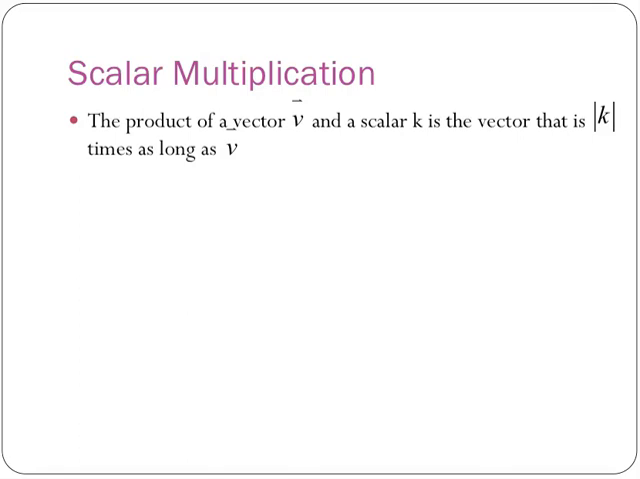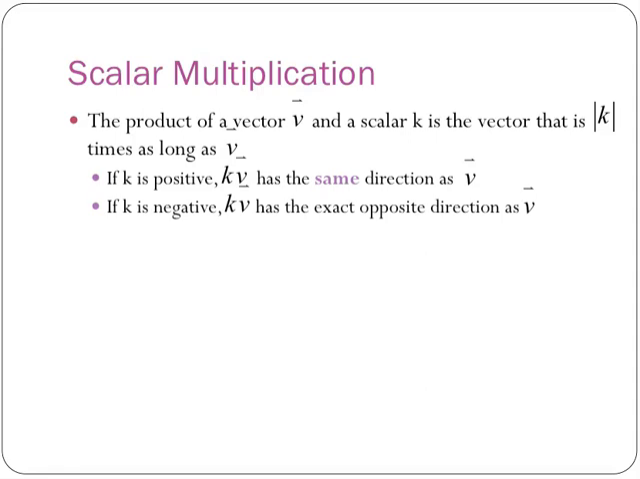Now, if k is positive, k times v has the same direction as vector v. If k is negative, k times v has the exact opposite direction as vector v. So here are some examples so you can see visually.